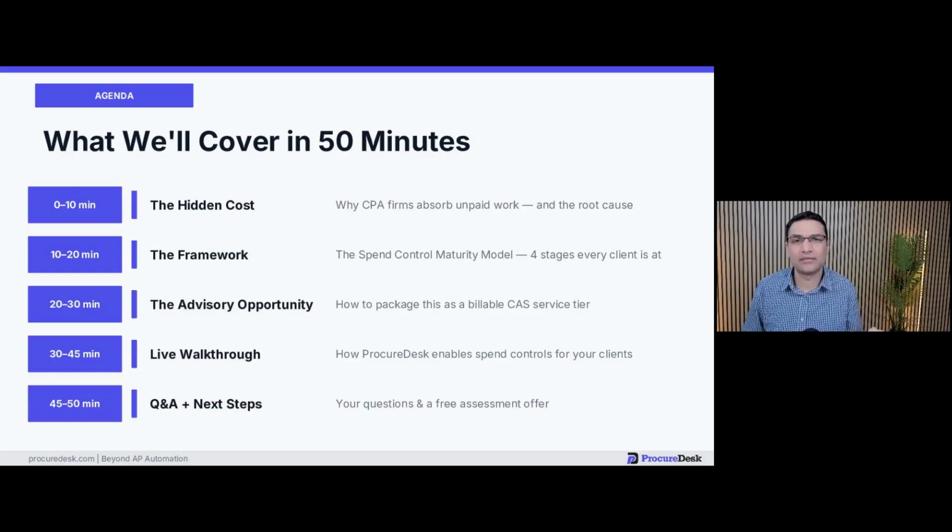We have also put together a free assessment that you can work with directly with your clients. It's a quick 10-minute question and answer, and it prints a report out which helps you understand where they are in their maturity model. So all this is pretty much done for you. Super excited to walk you through this.